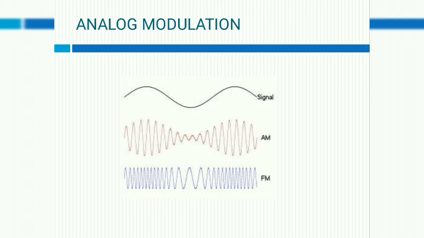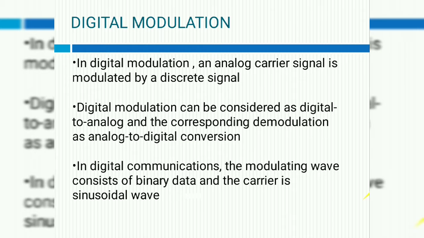In phase modulation, you vary the phase of the signal, keeping the amplitude and frequency constant. That is known as analog modulation. In analog modulation, both the signals are analog in nature only. In digital modulation, the information signal is in terms of pulses.